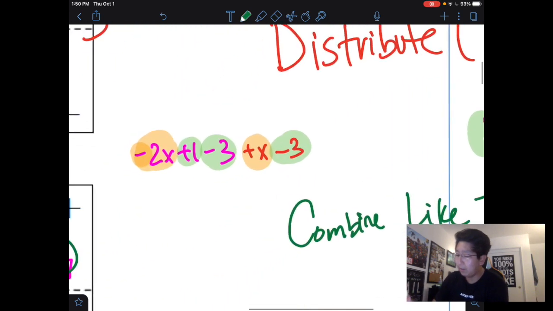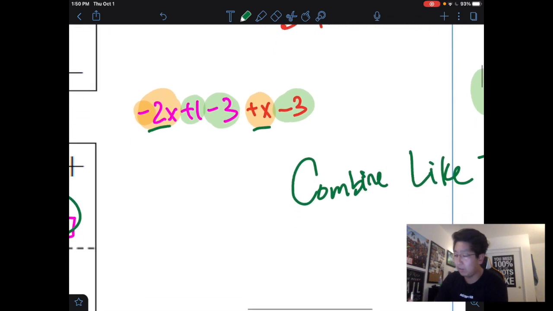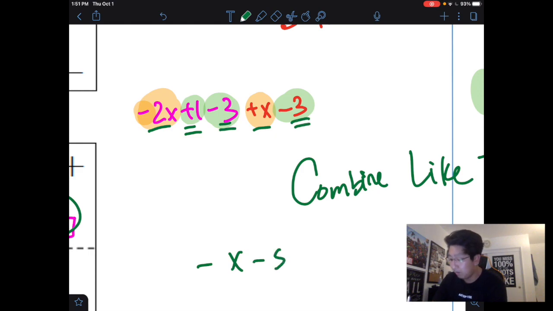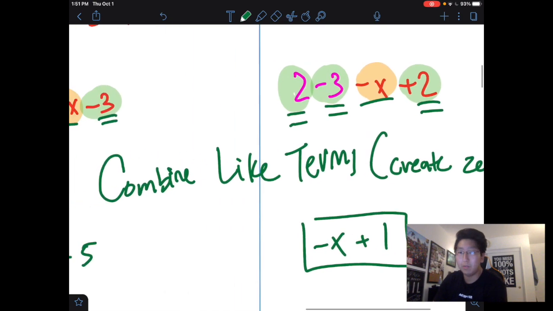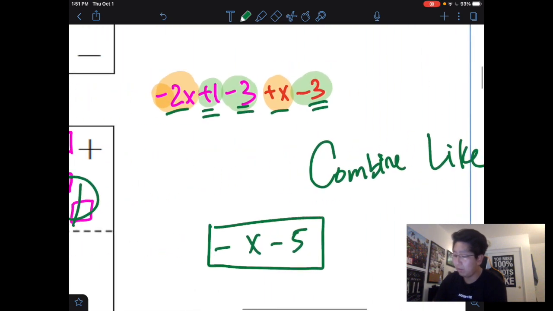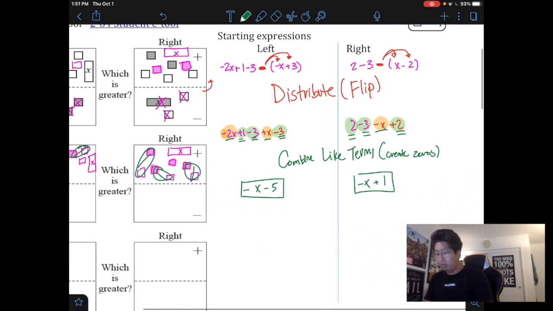So let's do the left side first. What's negative 2x plus x? Right, we should get negative x, and plus 1 minus 3 is going to be minus 5. So that's what we have on the left. And on the right, we have negative x. And then we're going to combine these. It's going to be plus 1. It's negative x plus 1 and negative x minus 5. So that's what we got to.